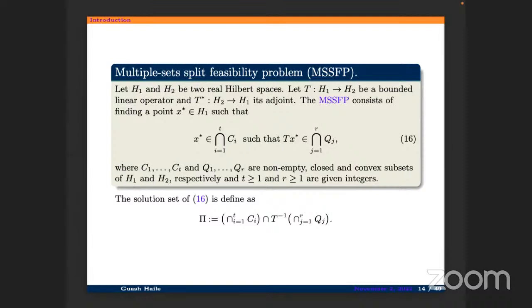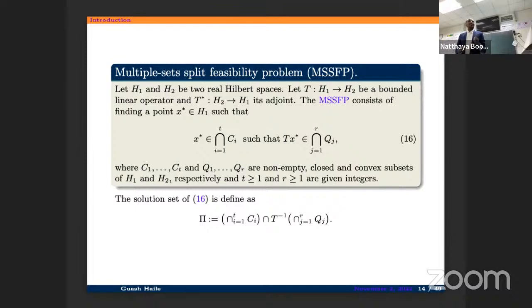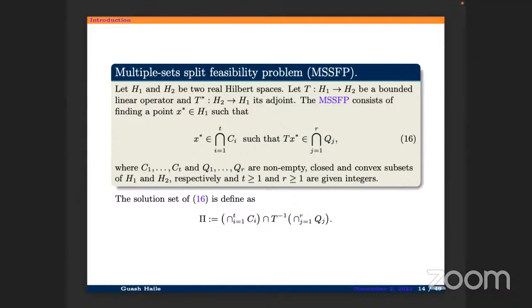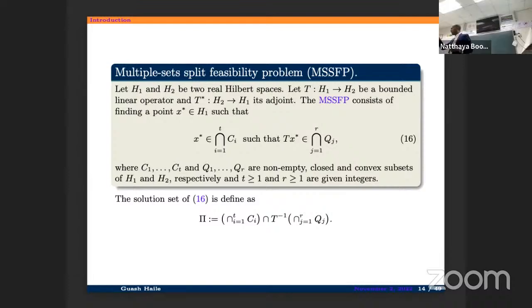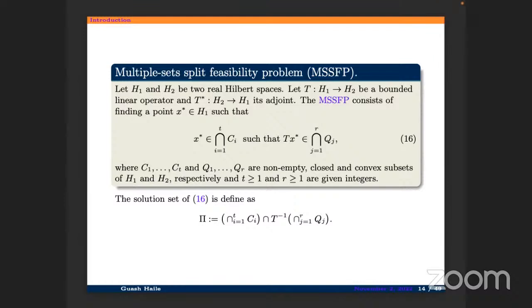The only difference is the number of closed subsets. From this 16, one can see that here we have an intersection of finitely many CIs, and we also have an intersection of QJs. If we have only one C and only one Q, it reduces to the split one. Okay, but all the generalizations are built in this sense.